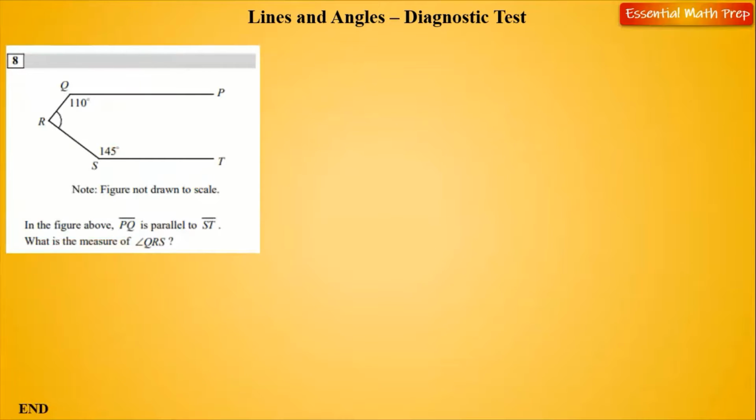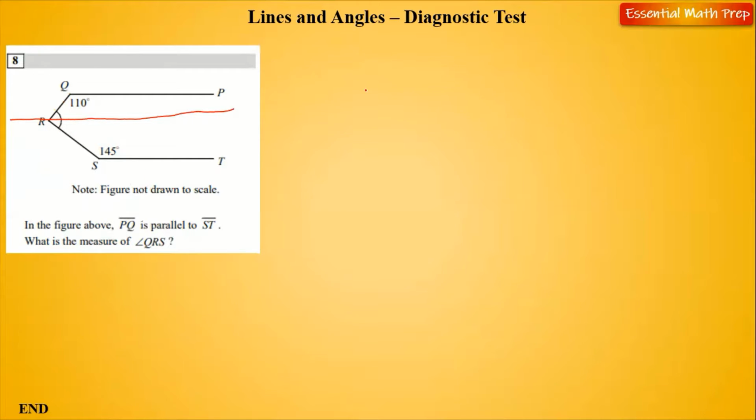So the answer is 540 degrees. All right, we're coming to the end of this diagnostic test. You have to draw an imaginary line that's bisecting this. Okay, and it says figure is not drawn to scale. PQ is parallel to ST. What's the measure of this angle Q or S, right?